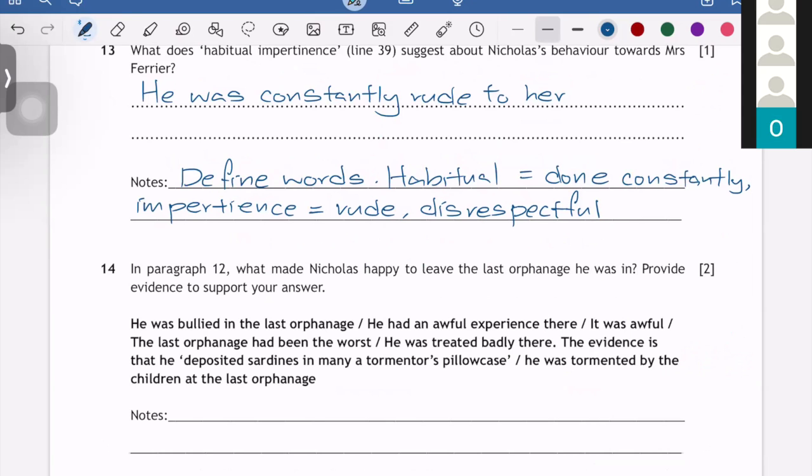In paragraph 12, what made Nicholas happy to leave the last orphanage he was in? Provide evidence. That means you are taking your answers from the passage. Be careful of transference error.